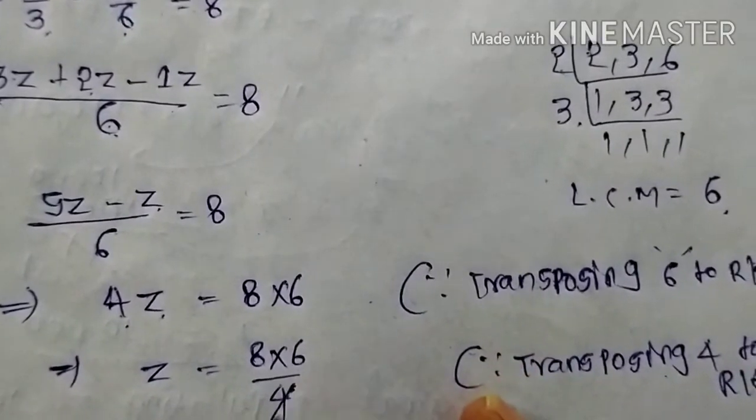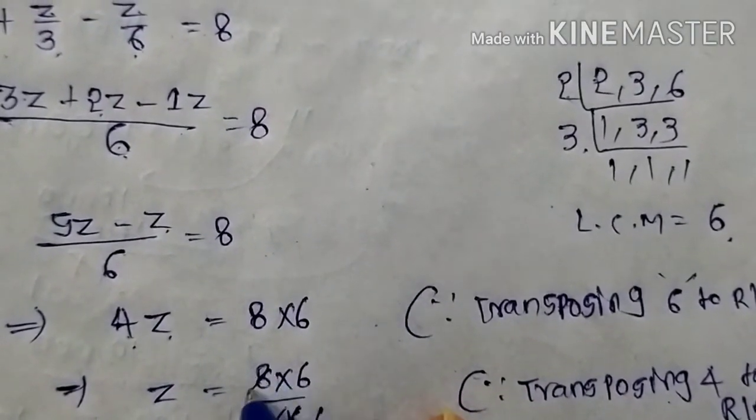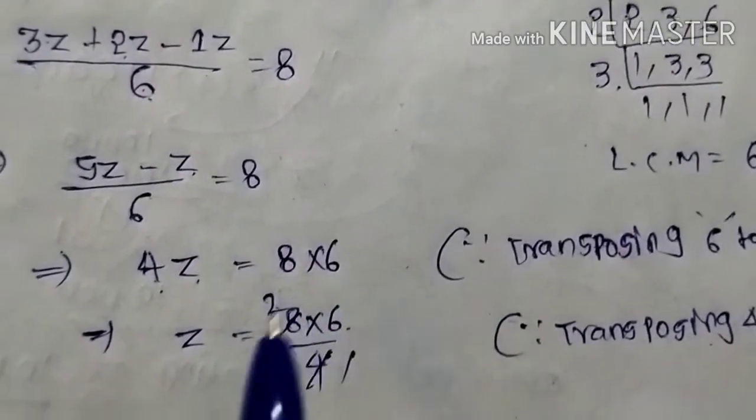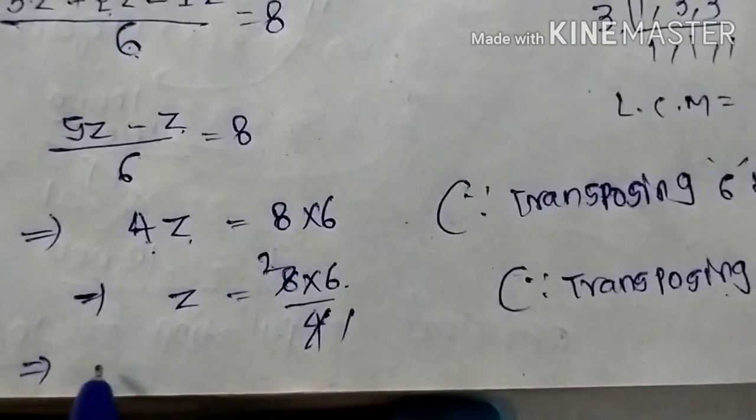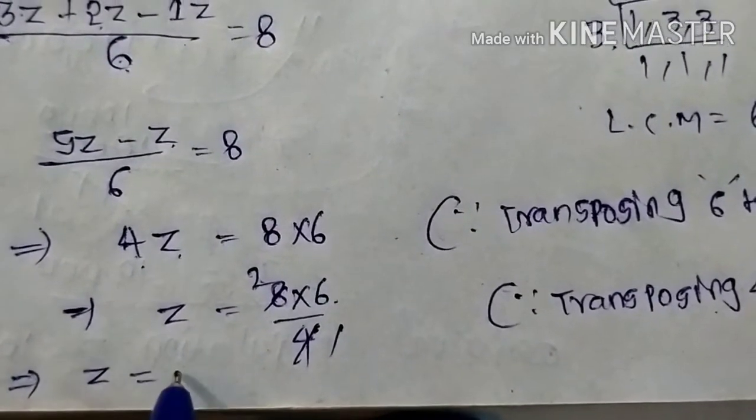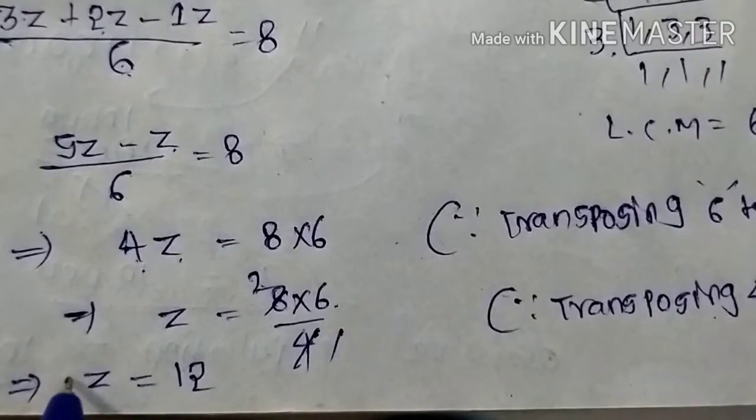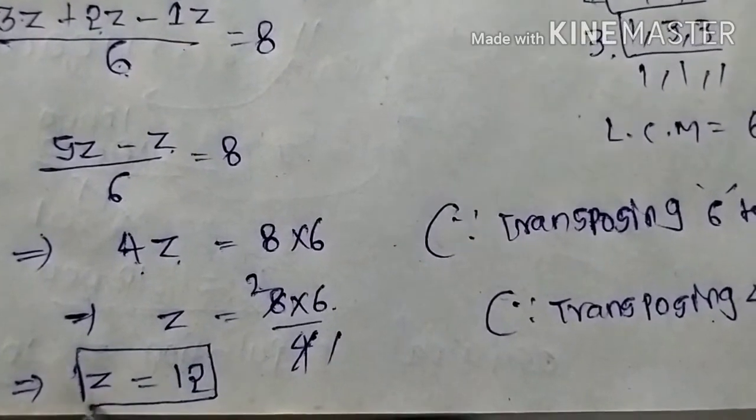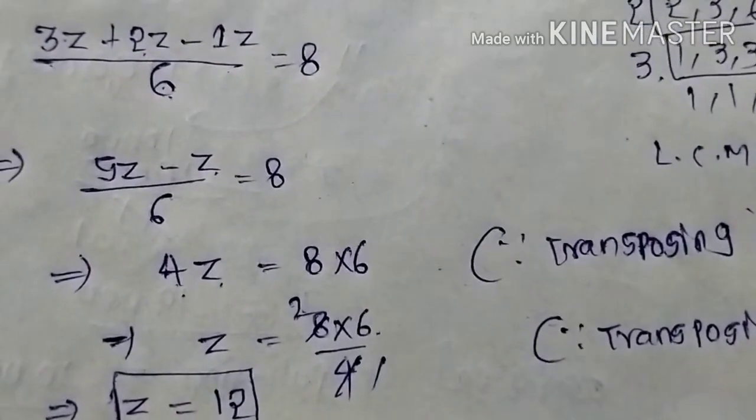Yes. You can see here 4 1s are 4, 4 2s are 8. That means 2 6s are how much? 12. That means you can write here the answer is z is equal to 12. Z is equal to 12 is your answer.